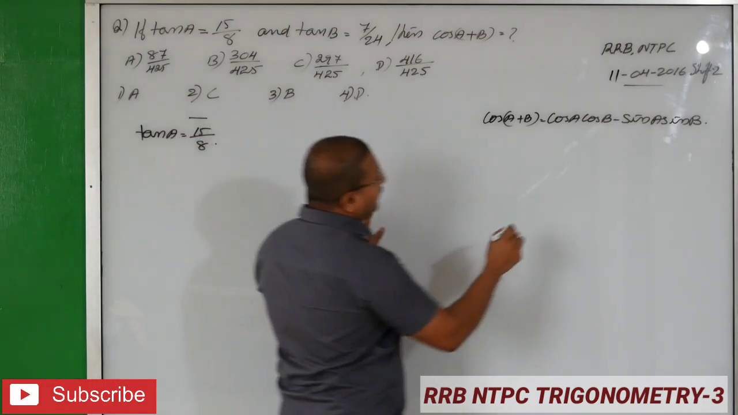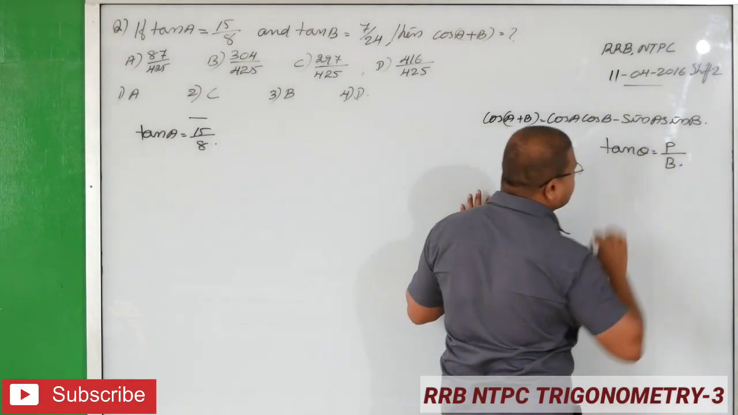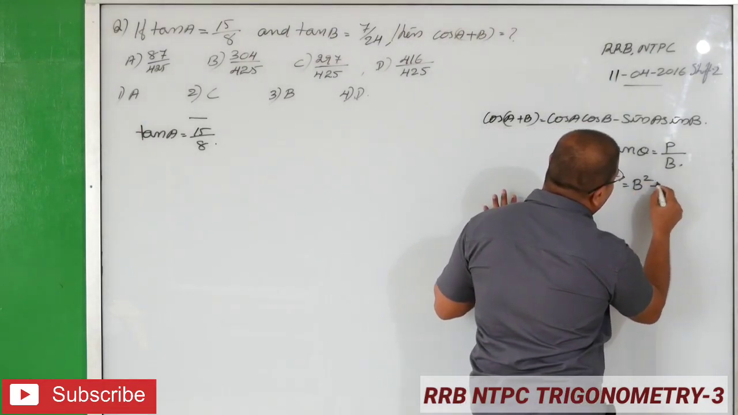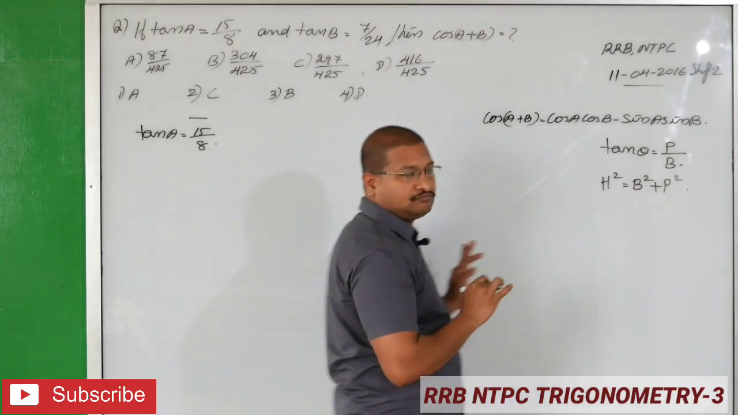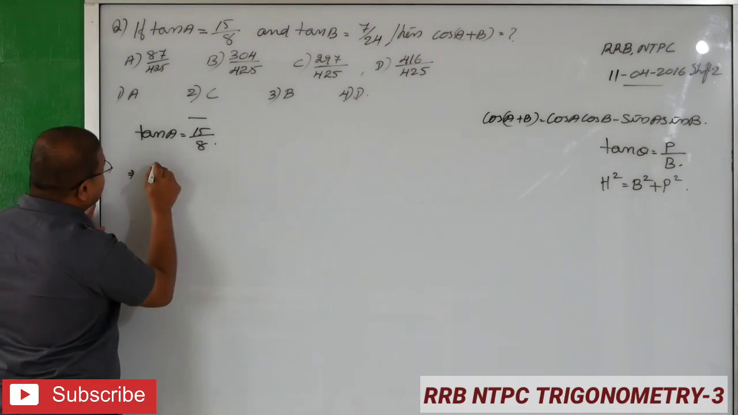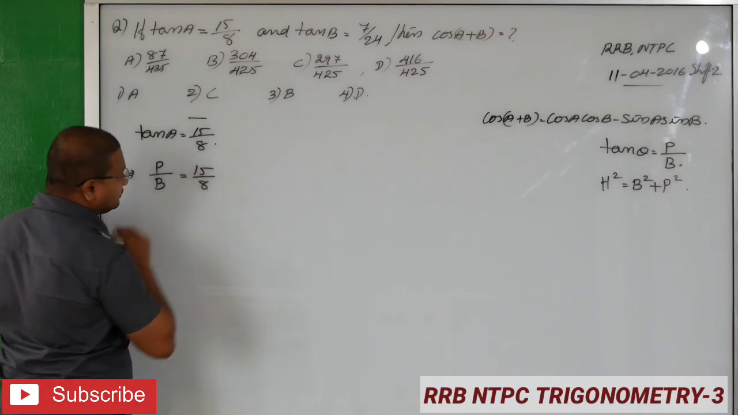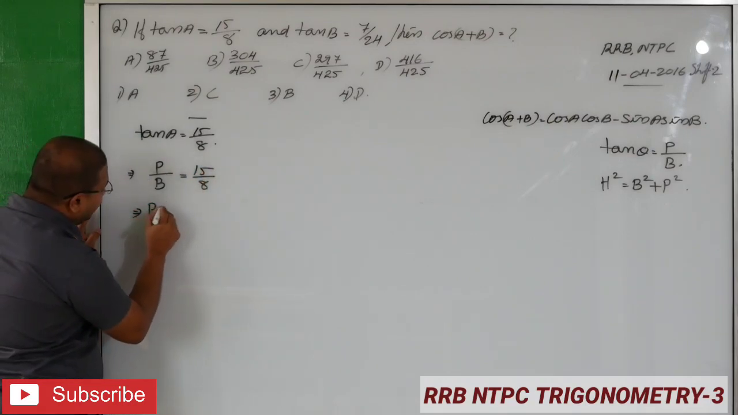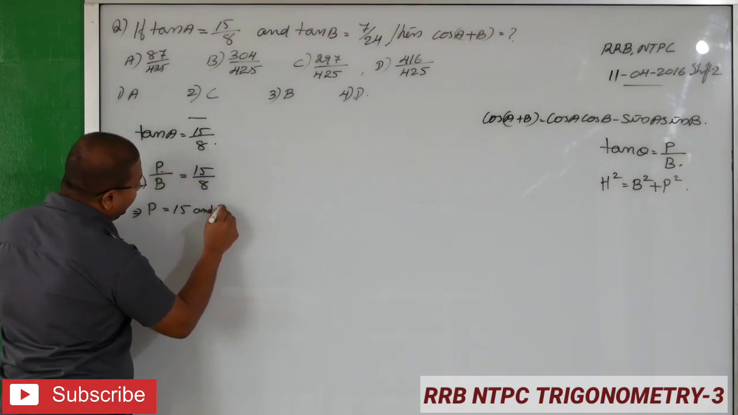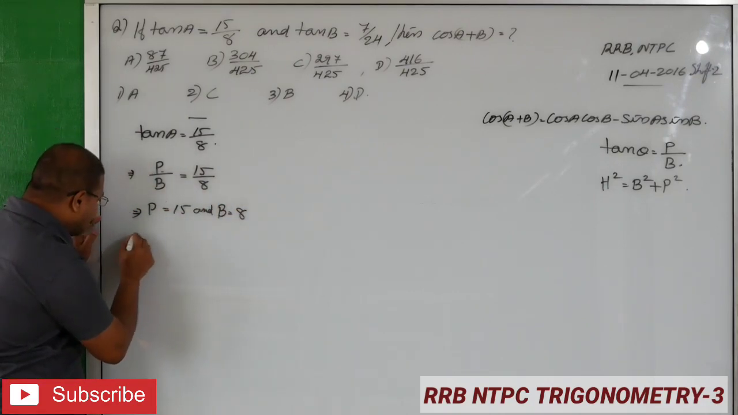Ready? But it is already given tan A equals 15 by 8. We know that tan theta equals perpendicular by base. And by Pythagoras theorem, hypotenuse square equals base square plus perpendicular square. This implies perpendicular by base equals 15 by 8. That implies perpendicular is 15 and base is 8.